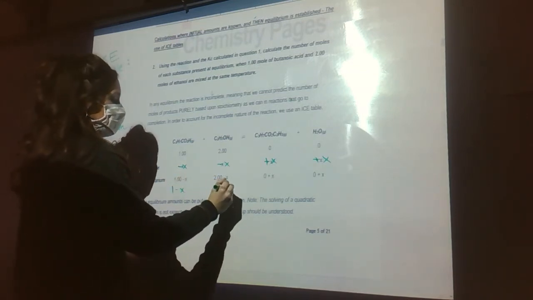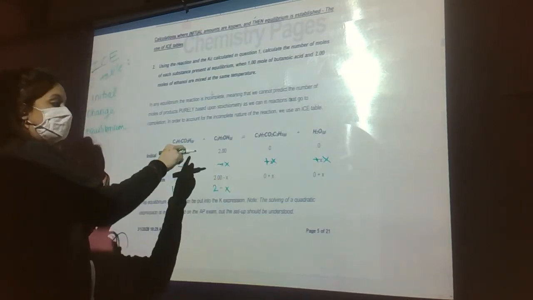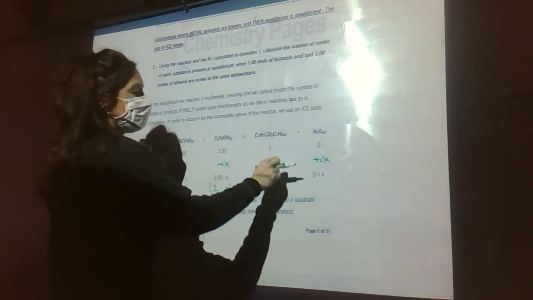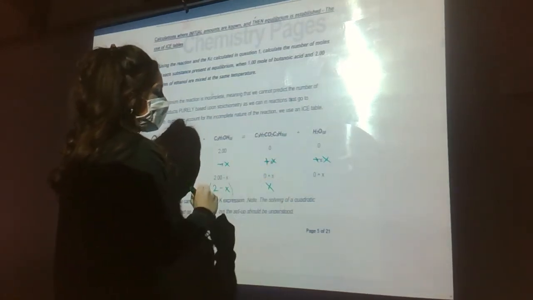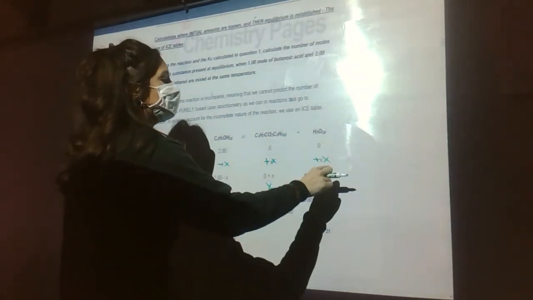Then, at equilibrium, this is 1 minus x, and this is 2 minus x. You just take the initial minus the change to get the equilibrium value. 0 plus x is x, and 0 plus x is x.